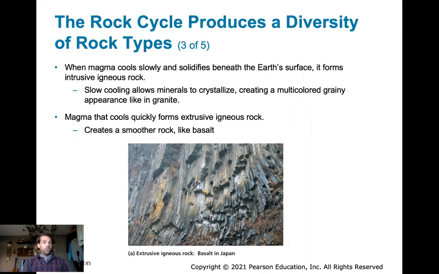Magma, on the other hand, that cools quickly forms extrusive igneous rock, and this creates stuff like basalt. Basalt can have these really cool columnar effects and really wild shapes. This one's actually in Japan.